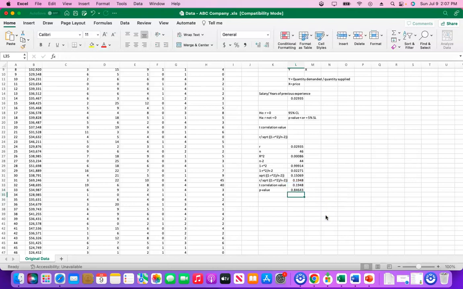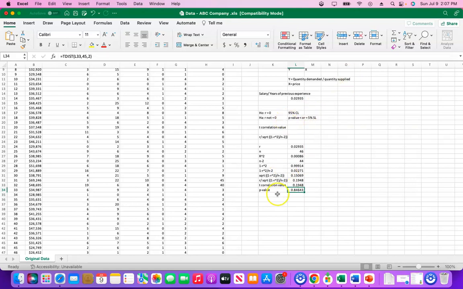If you enter, you can see that our p-value is 0.84643. But here you can see that for any probability value we obtain to be significantly different from 0, that probability value should be less than or equal to 5%, which is 0.05. But here we have 0.8, which is greater than 0.05.